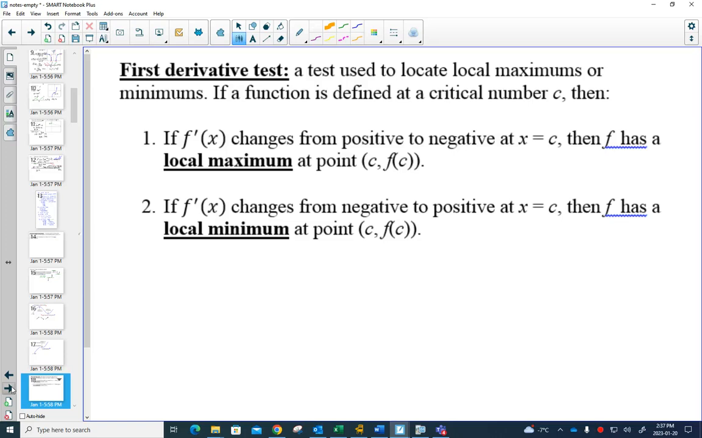I'm going to add a little bit to this. First of all, it says if it's a critical number, so if f prime of c equals 0, then first of all, we know that the tangent is equal to 0. And at that point, you change from positive to negative. Let's look at our little number line here.